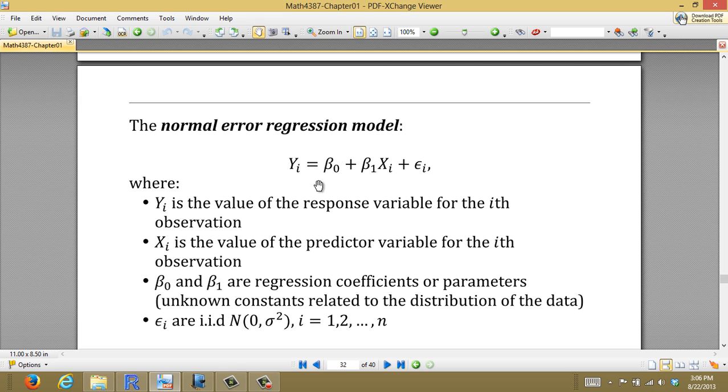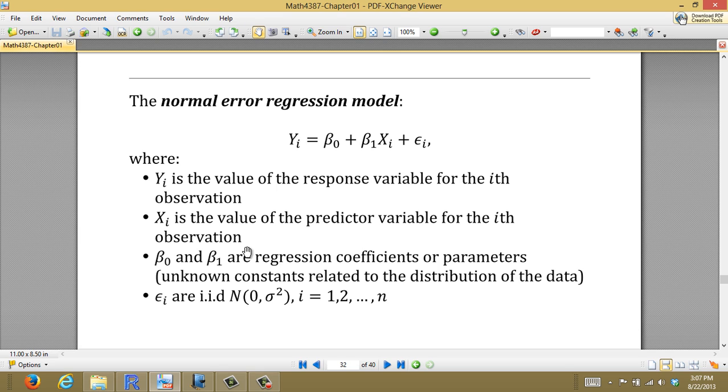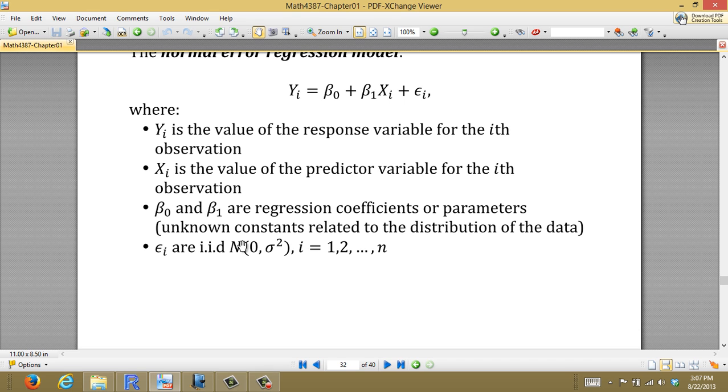So up to this point, we have not assumed a distribution for the errors. We only assumed that they had mean zero, variance sigma squared, and that they were independent of one another. But the normal error regression model is going to be the same model that we fit before, with the additional assumption that the errors have a normal distribution.